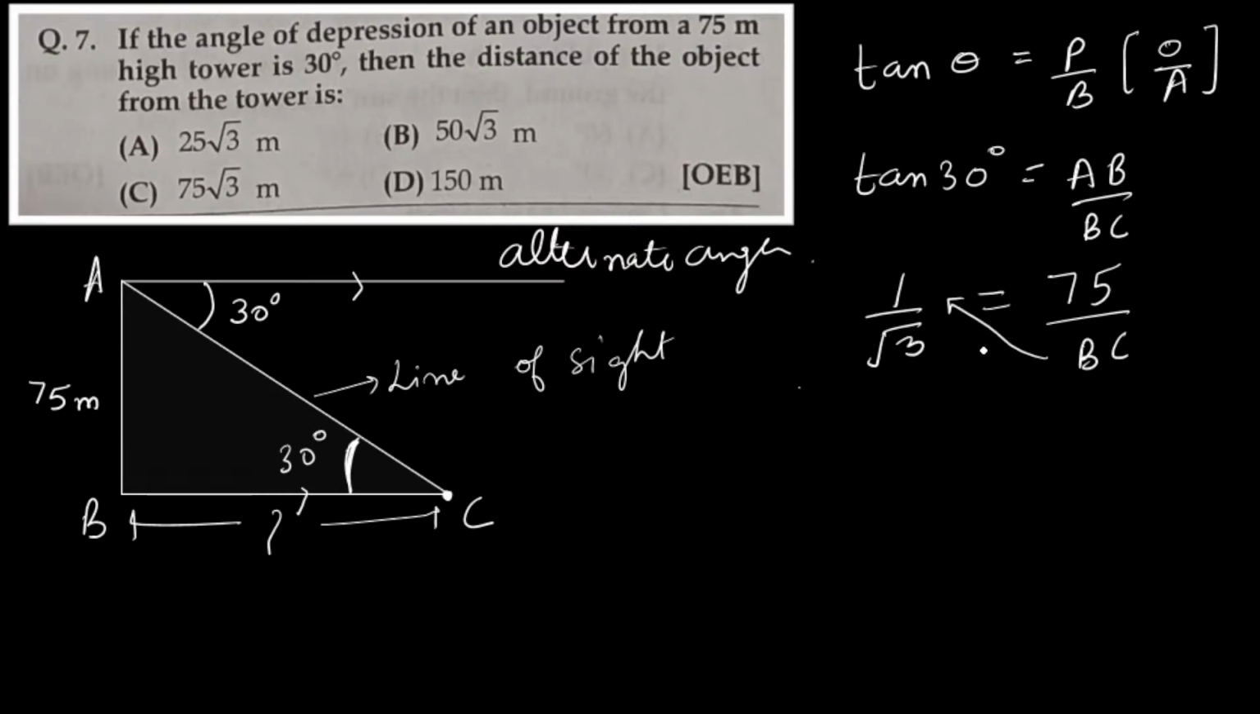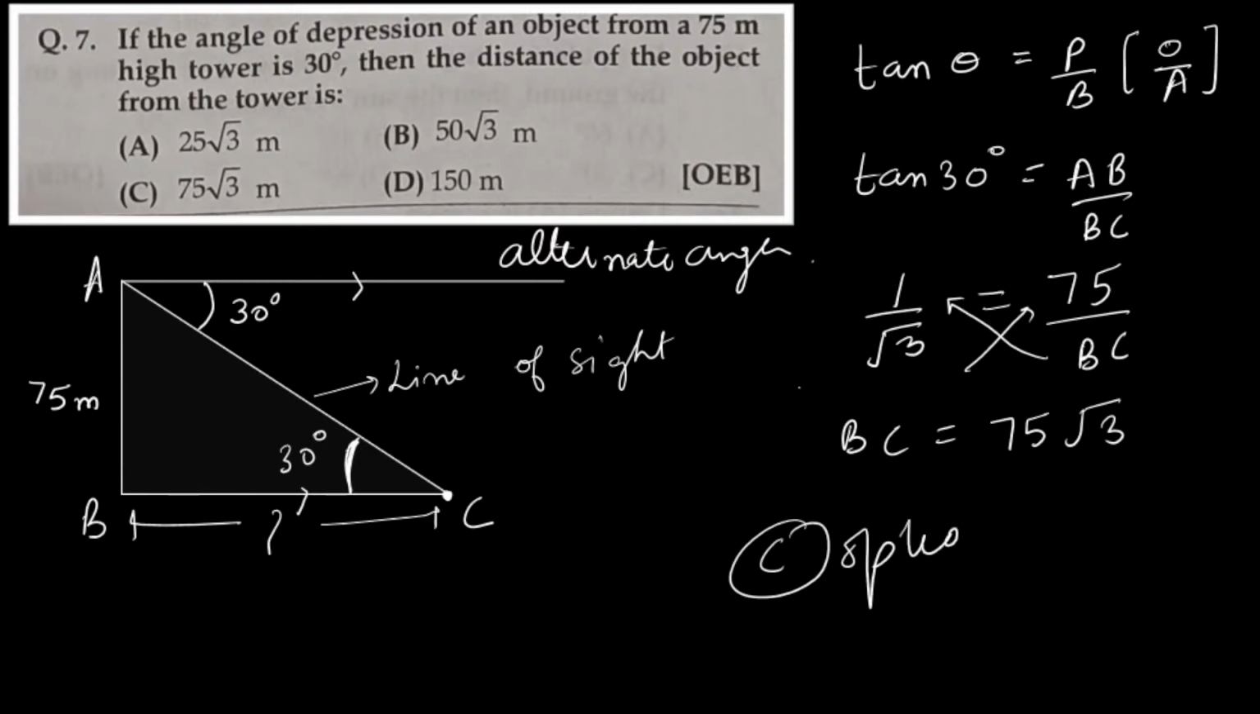Again we will do cross multiplication. BC into 1 is BC, so BC is 75 into root 3, which is 75 root 3. So option C.